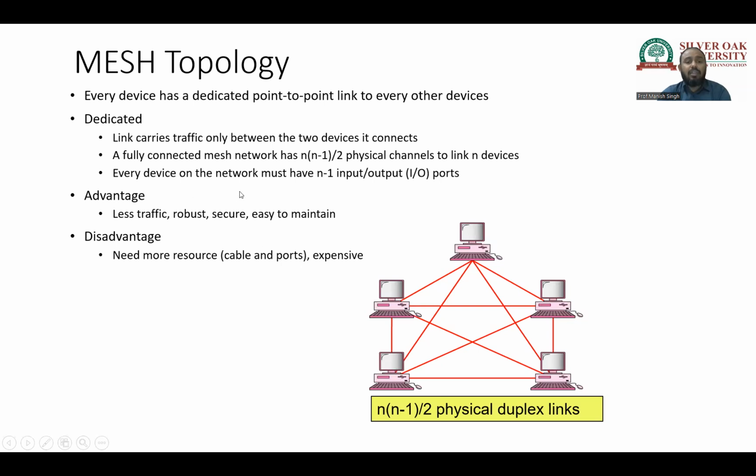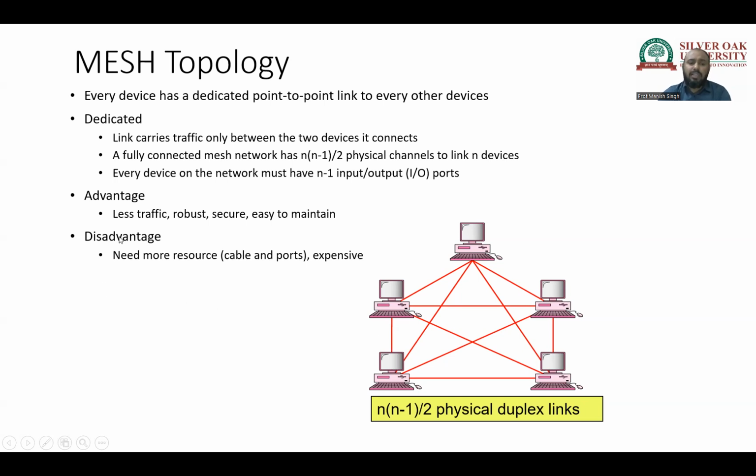Every device on the network must have n minus 1 input output ports. Suppose you want to find how many ports are used in this network, you can use this formula, n into n minus 1. It will give the number of input output ports. What do you mean by ports? Where you connect your PCs, that is called a port, and the link that is connecting two devices is called a link.